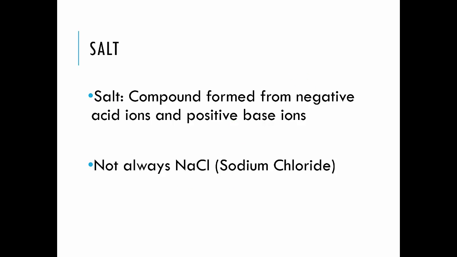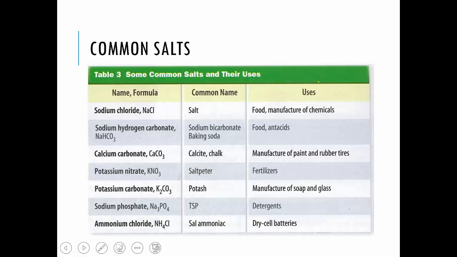One thing that makes this a little confusing is we use this word salt in everyday life, but in science it doesn't necessarily mean table salt. Salt is just a compound formed from negative acid ions, like the chlorine in our last example, and positive base ions, like the sodium. This one does make sodium chloride, which is your actual table salt, but it doesn't have to. If we were to combine one other acid and one other base, it won't always make sodium chloride. So get the definition of salt from everyday life out of your head and start to think about it as an ionic compound.